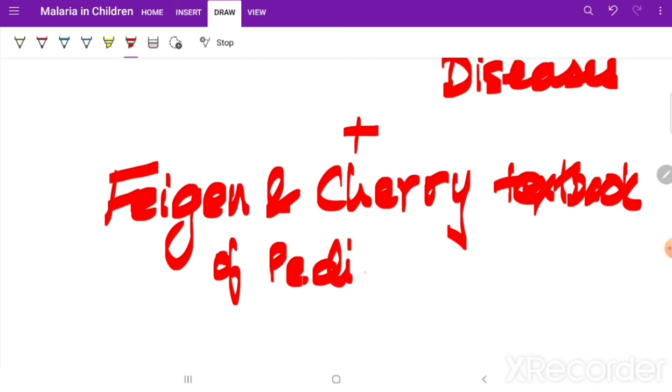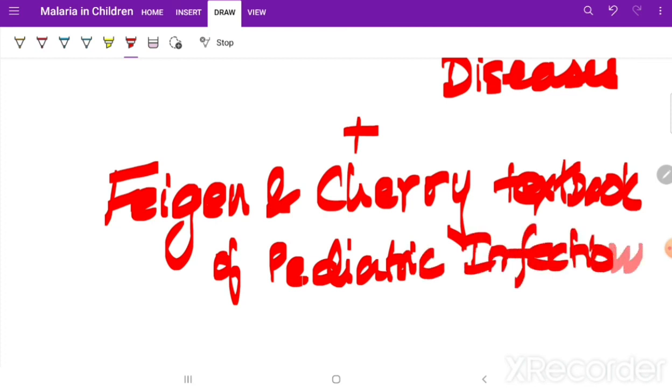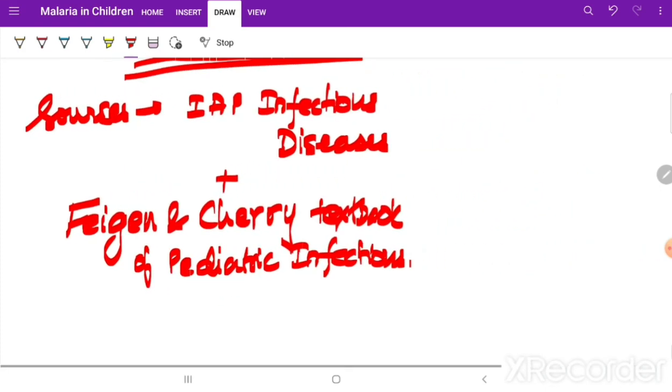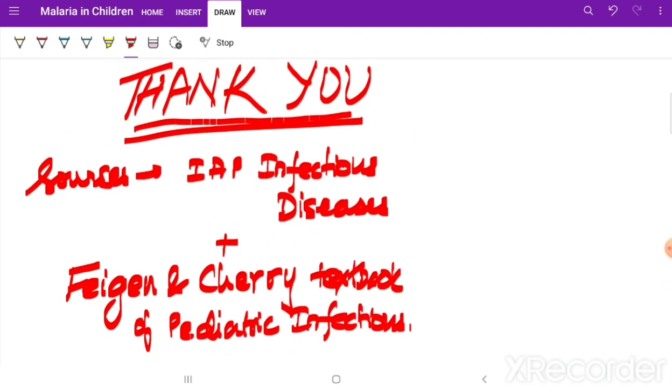There is another IAP textbook called IAP tropical infectious diseases. It is also a very interesting read, but it gets detailed. I did not mention a little bit about algid malaria and all that, which is okay. And we did not discuss differentials and all this, but our discussion was quite detailed. So thank you very much.